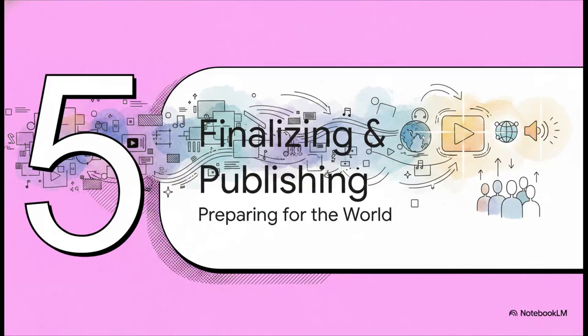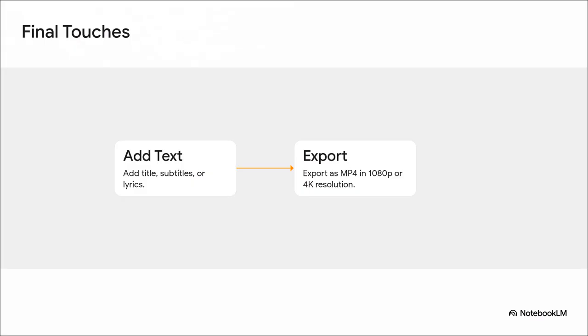Section 5. Finalizing and Publishing. Preparing for the World. Okay, your video is completely assembled and it looks incredible. But now, we have to polish it up for an actual audience. The technical steps here are pretty straightforward, but you can't skip them. First, add your final title. And depending on the vibe of the video, maybe think about overlaying some stylized lyrics across the screen. It's actually a great trick to boost viewer retention. Once all of that is locked in, go ahead and export your final masterpiece as an MP4. Try to aim for 1080p, or even better, a super crisp 4K resolution.